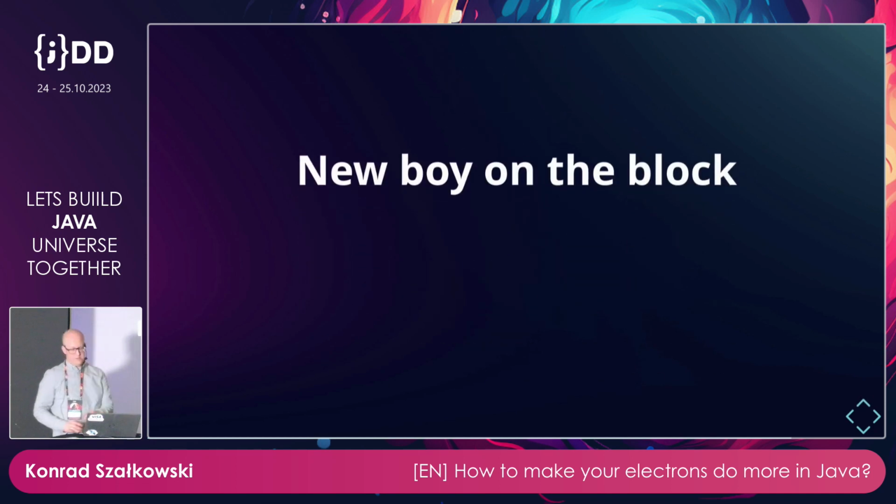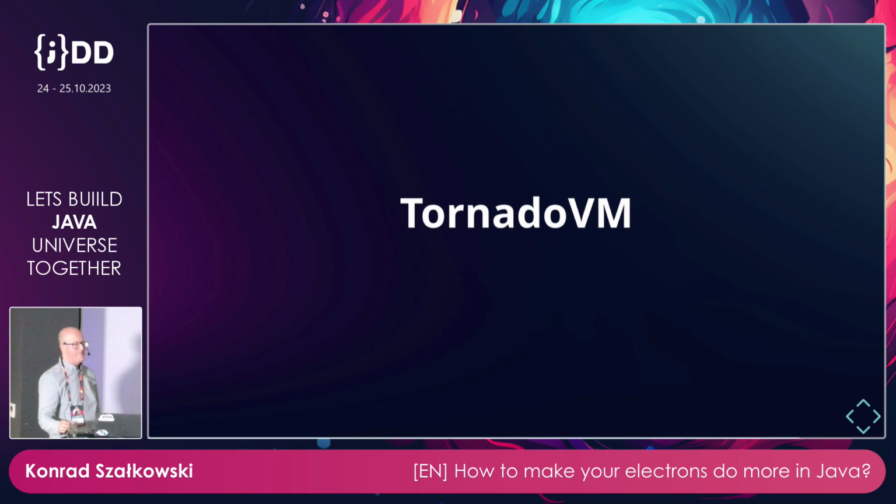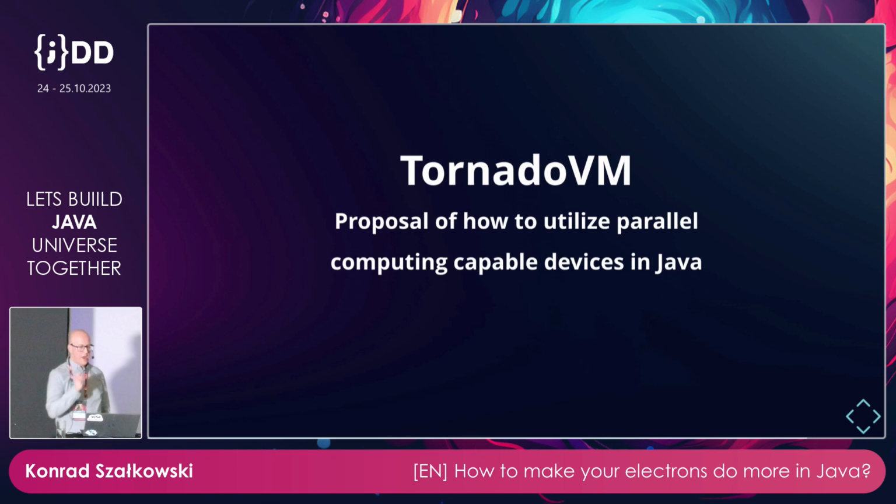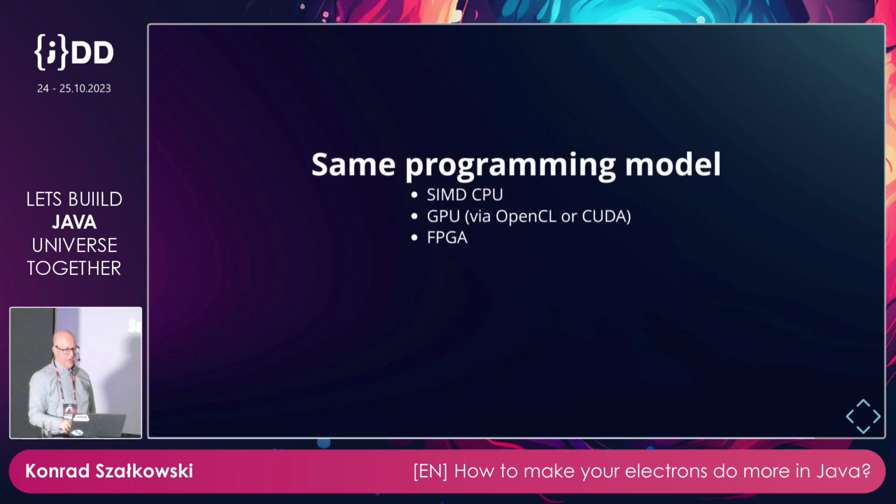But there's a new boy on the block. The new boy on the block is called TornadoVM. It's developed at the University of Manchester, and the guys are doing a proposal on how to utilize parallel-computing-capable devices in Java. And by devices, they do not mean only GPUs. And right now, they do not only mean Java. They also have bindings for Ruby, Python, and so on. They are using the same programming model for SIMD CPUs, for GPUs via CUDA or OpenCL, and for FPGAs.